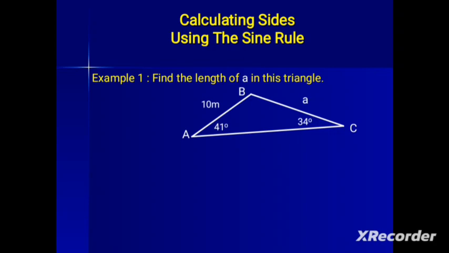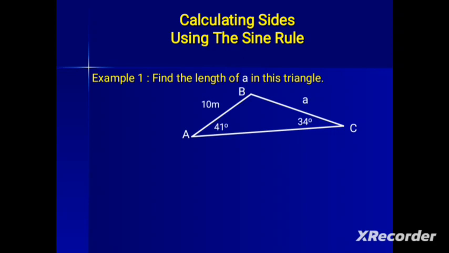Therefore, we can now work on a few examples to drive the point home, the concept of the sine rule. We'll start with calculating sides using the sine rule. Find the length of a in this triangle ABC. As you can see, we've been given two angles and one side, and so we want to find the other side.